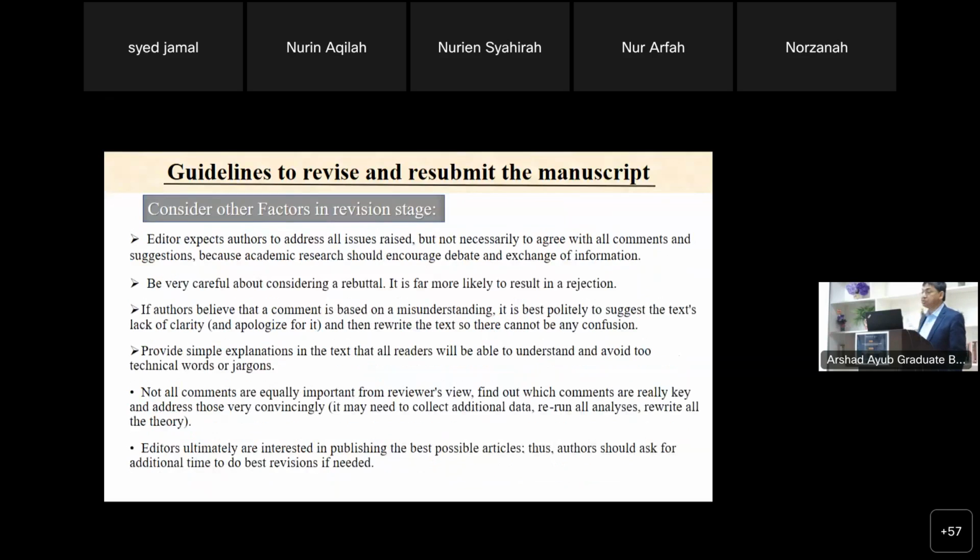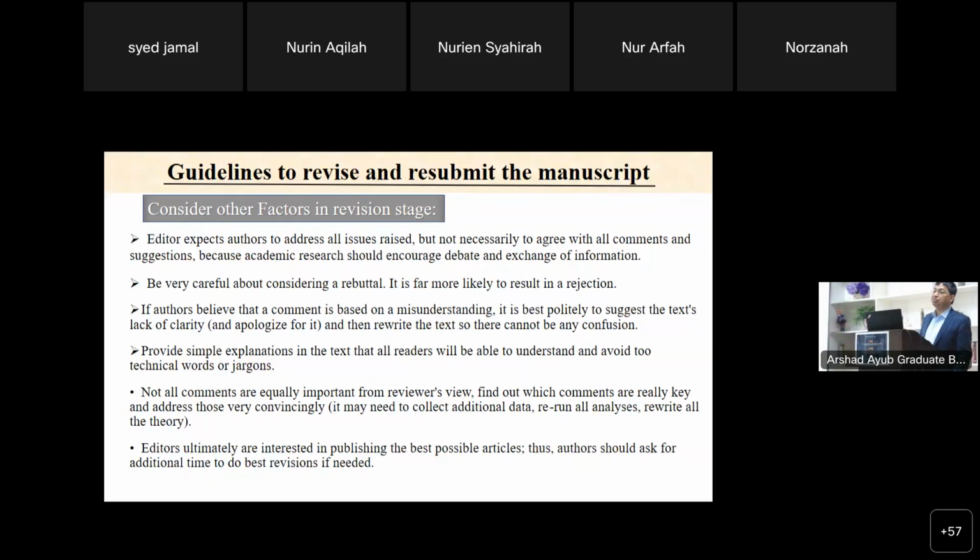Consider other factors in the revision stage. The editor expects authors to address all issues raised, but not necessarily to agree with all the comments and suggestions, because academic research should encourage debate and exchange of information. So if you try to conform to everything you are told, I lose my identity, right? I don't want to lose my identity because I want to expand the knowledge, add something. And the editor does understand that part.